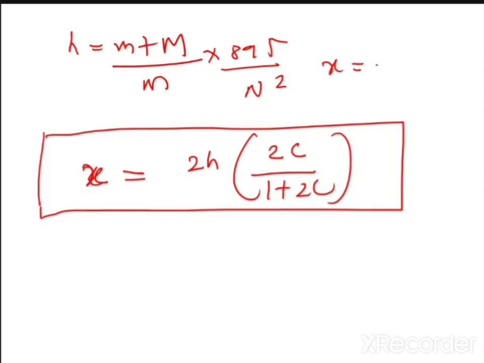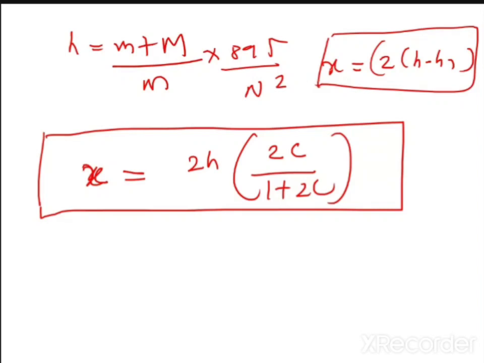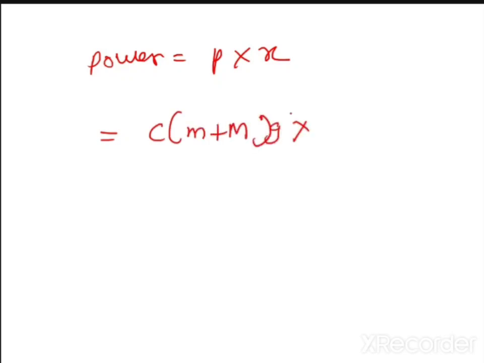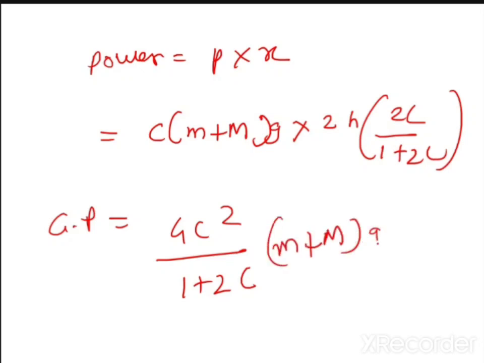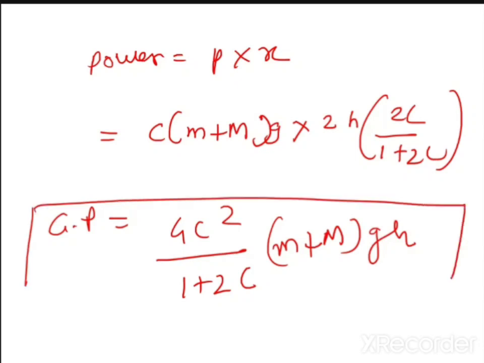And one more formula, X is equal to 2 into (H minus H1). So now from these two formulas, I will get the governor power. So power is equal to P into X. And what is P? P is equal to C into (small m plus capital M) into G. And what is X? 2H into 2C upon (1 plus 2C), right? And from this I am getting the final governor power, which is equal to 4C square divided by (1 plus 2C), into (small m plus capital M) divided by G into H. So this is your final formula for the governor power.